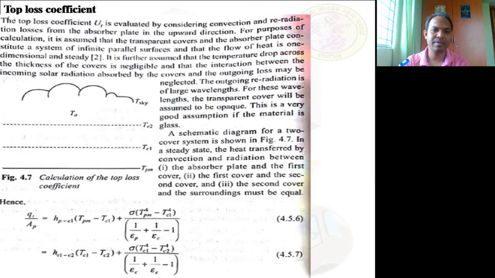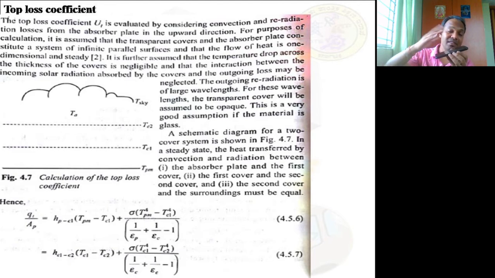For the purpose of calculations, it is assumed that the transparent cover and the absorber plate constitute a system of infinite parallel surfaces and that the flow of heat is one-dimensional and steady state. Now, my dear friends, if you consider this as a flat plate, whatever the loss happening above this is considered as a top loss. In order to study this top loss, we have to find out the top loss coefficient.